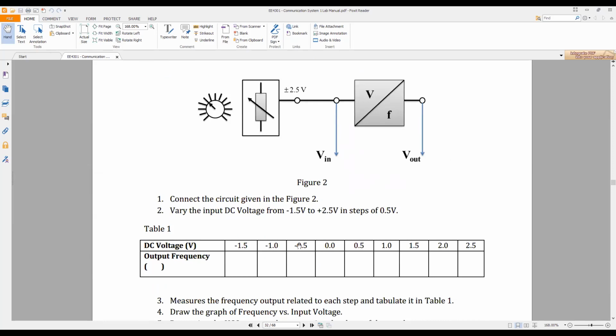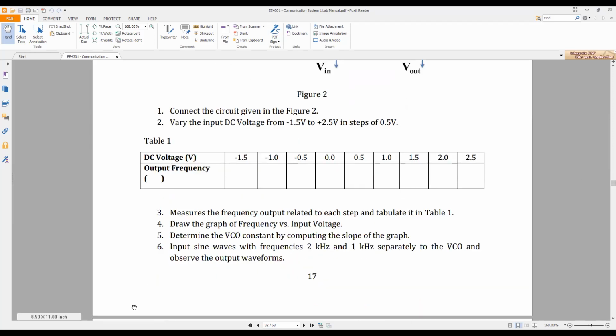they have given different DC voltage levels and you have to measure the output frequencies. As an information signal we can give different DC voltage levels to this VCO circuit, and then we can see what the output frequency is. What is the frequency of the output signal? So let's see how to do this.